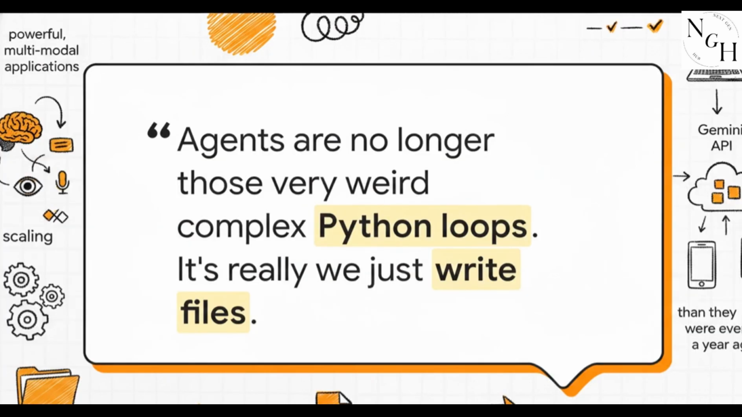I think this quote from Philip on the Gemini API team perfectly hits the nail on the head and summarizes everything we've looked at today. The big realization here is that powerful, multimodal, autonomous applications are vastly more accessible to build, scale, and maintain today than they were even just a year ago. You're literally just writing files, and the Gemini API is doing all the heavy lifting.